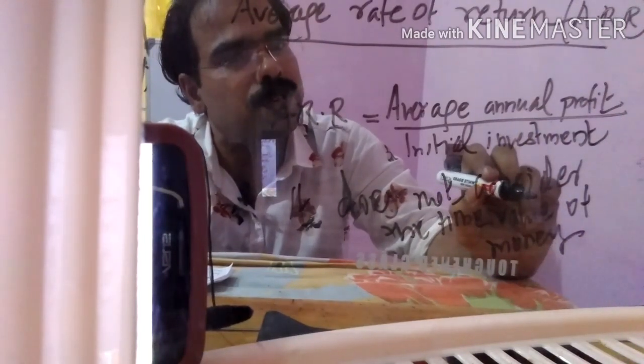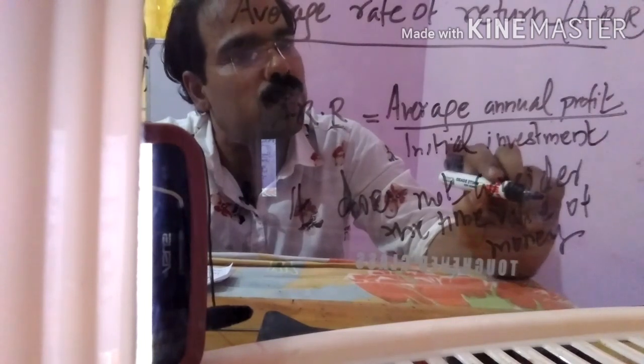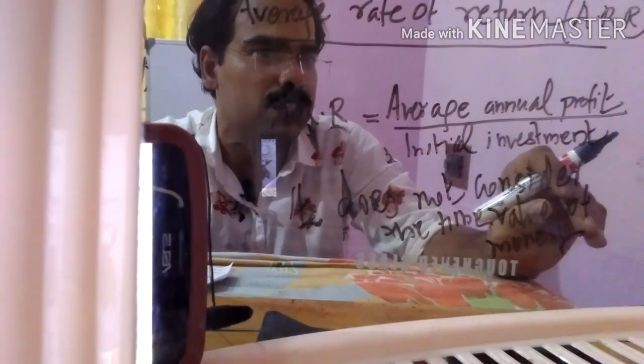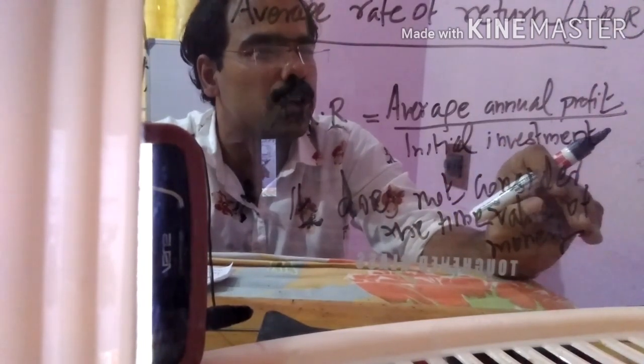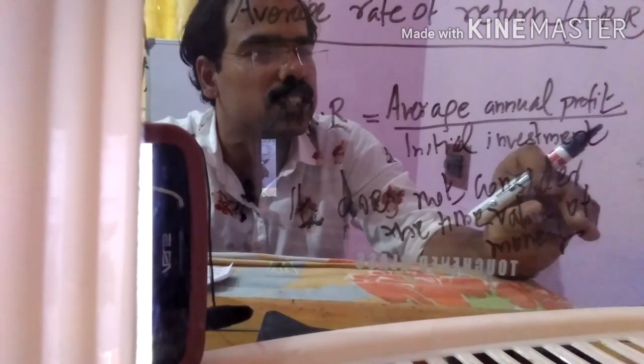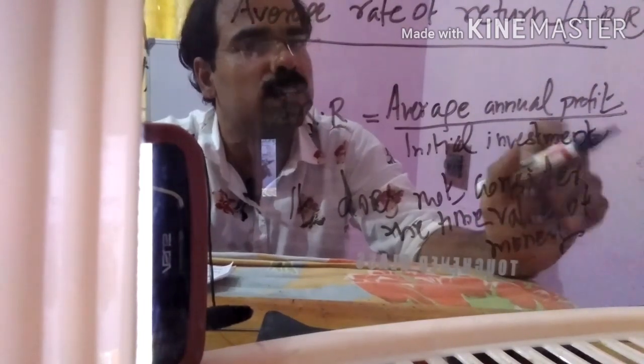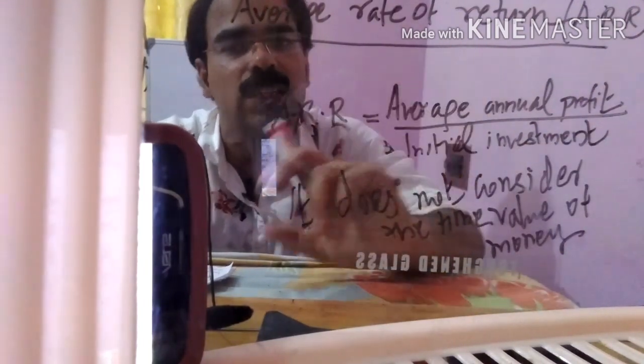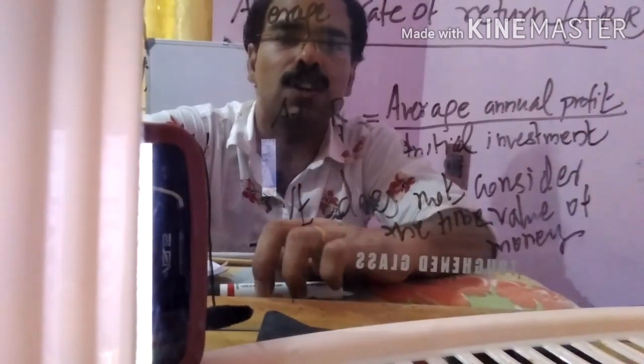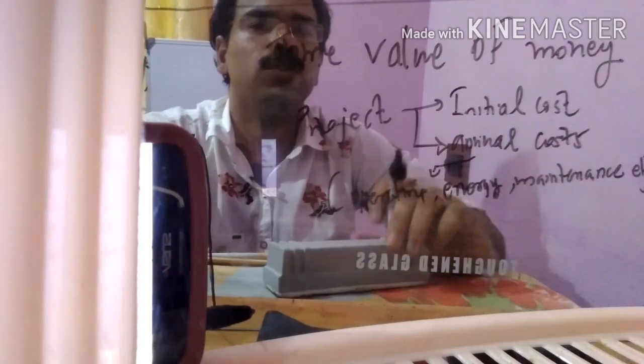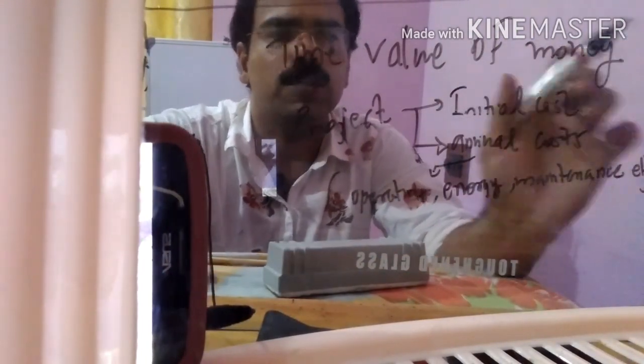So it is the ratio between the average annual profit and the initial investment. Average annual profit, we are considering with the initial investment. So that ratio we can call the average rate of return. This also comes under financial analysis. So the next topic we need to discuss is time value of money.